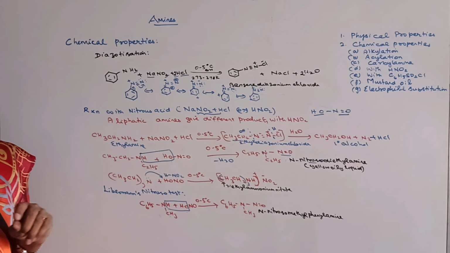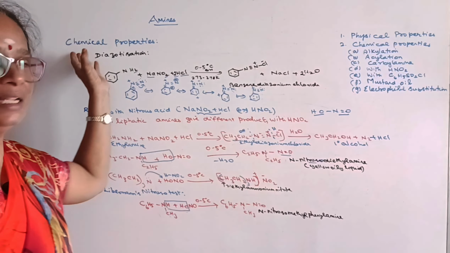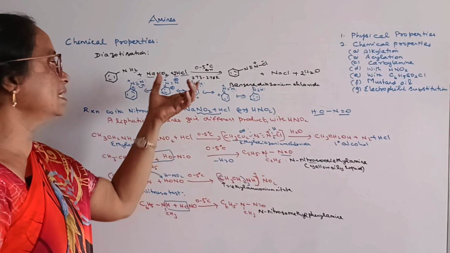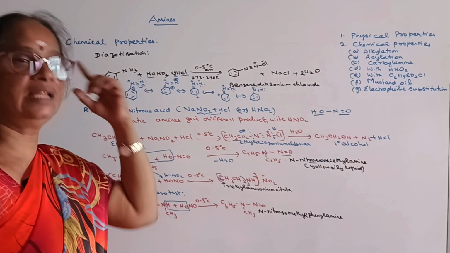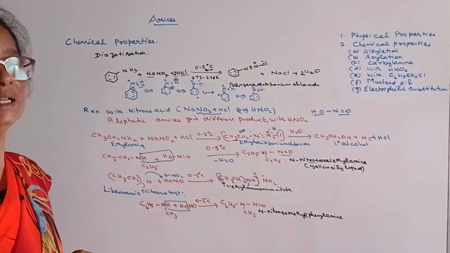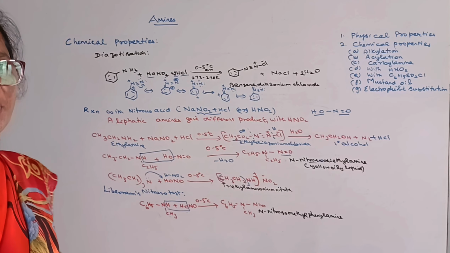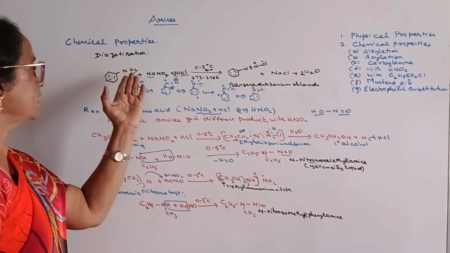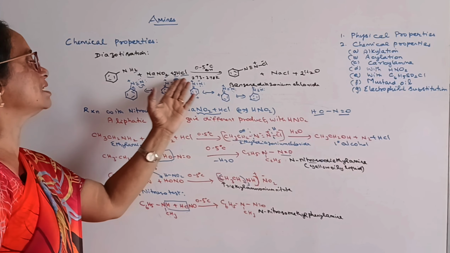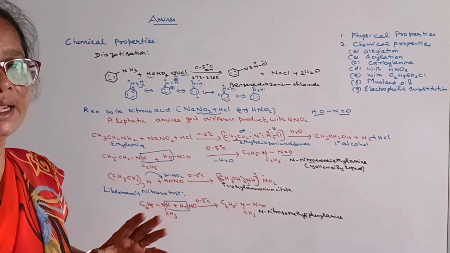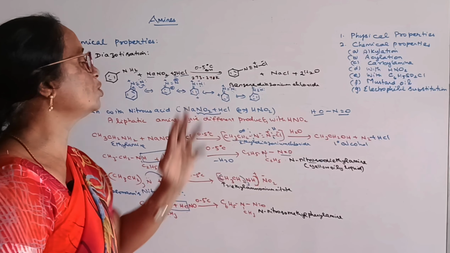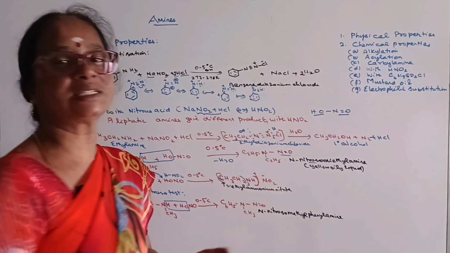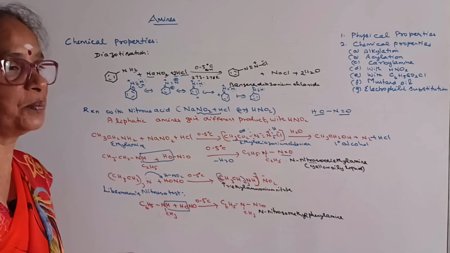Diazotization reaction. In diazotization, aniline is converted into benzene diazonium chloride. This reaction we already discussed in haloalkanes and arenes, under the Sandmeyer reaction for the preparation of chlorobenzene or bromobenzene. Here the diazotization is carried out in the presence of sodium nitrite and HCl at a temperature of 273 to 278 Kelvin, since the compound formed is highly unstable at room temperature.